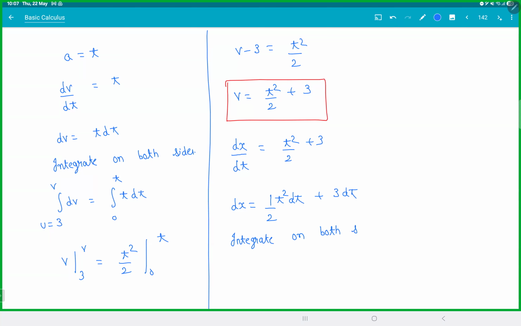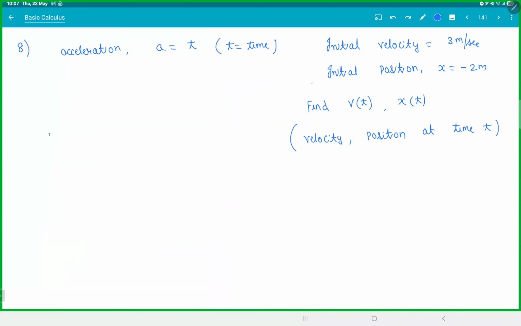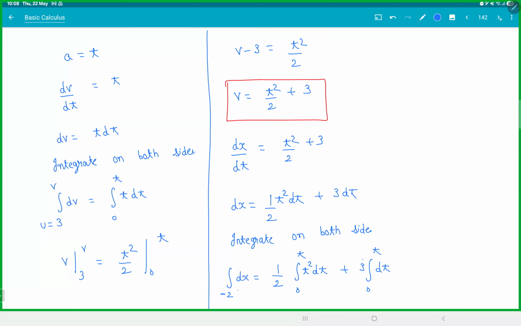This will be integral dx. Half will come out: integral t square dt, plus 3 into integral dt. Limits will go from 0 to t, and be careful: when time is 0, what is position? -2. So these limits are -2.